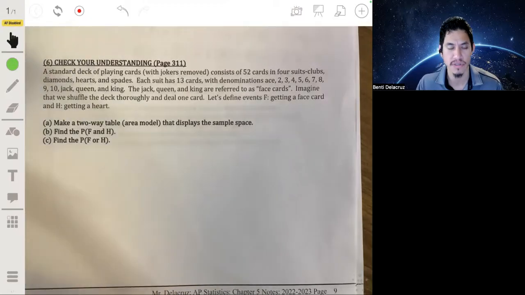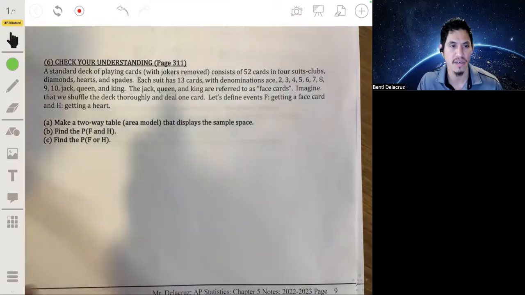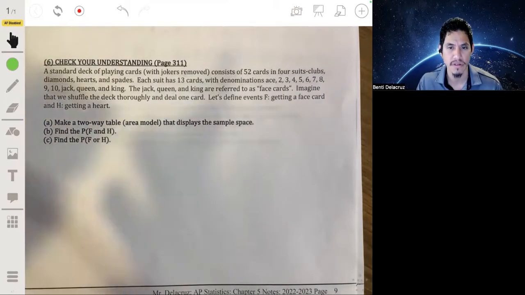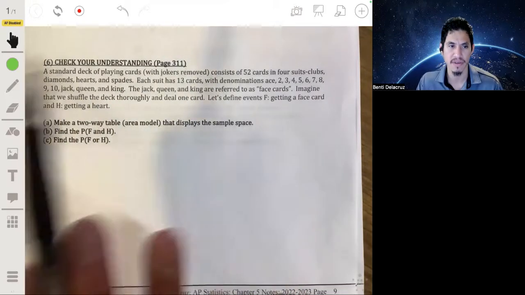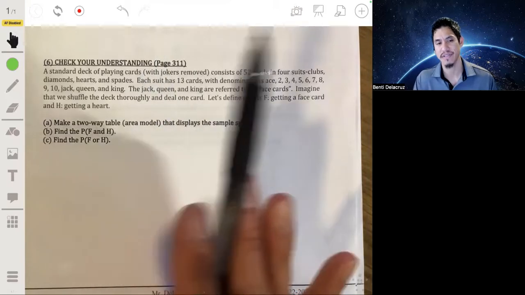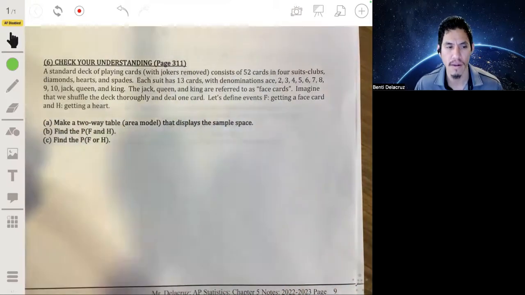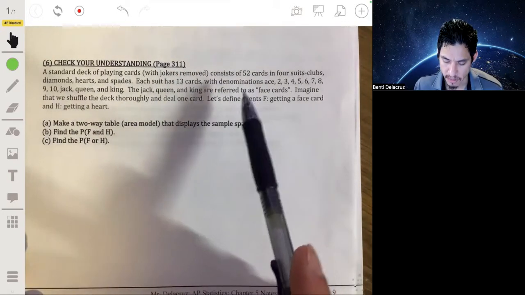Make sure you know the suits: diamonds, hearts, spades, clubs. Make sure you know the face cards: queen, king, jack, and numbers 2, 3, 4, 5, 6, 7, all the way to 10. Make sure you're very familiar with that, because if these problems come up frequently, you're expected to know this stuff on your AP exam. So anyways, let's get to the problem.